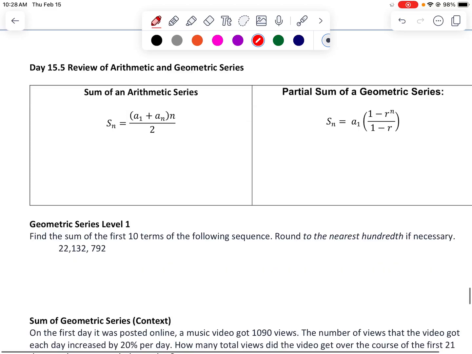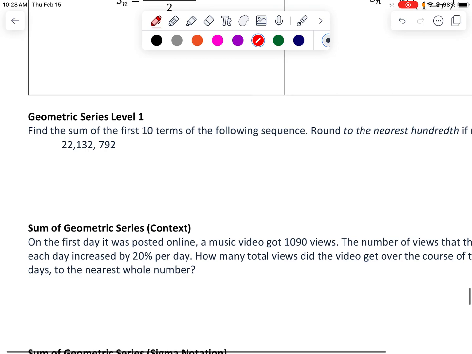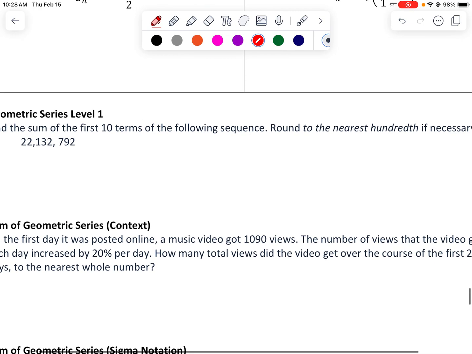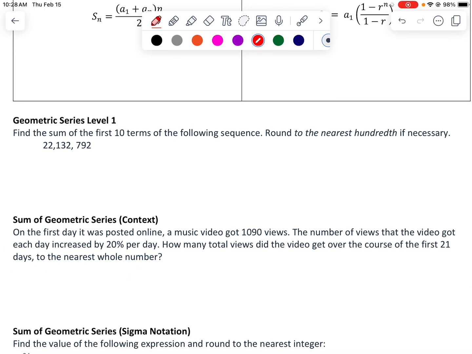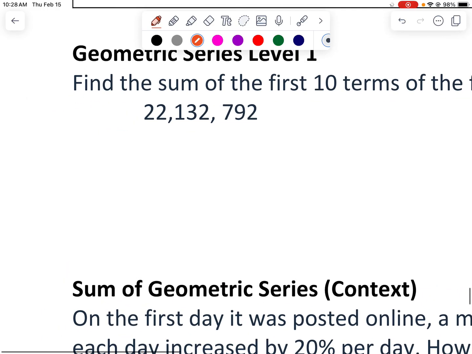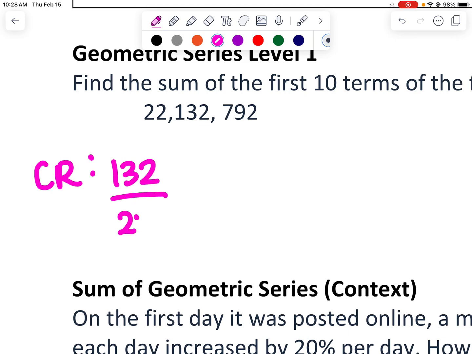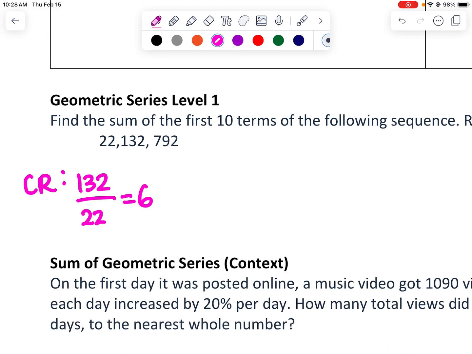So the first type of problem is find the sum of the first 10 terms of the following sequence. Round to the nearest hundredth if necessary. All right, so for this one right here, it's geometric. It tells us that, but if we didn't know it, we would just take one number and divide by the one before. So here's how to find the common ratio. We could take 132 divided by 22 and we get 6. And if we try 792 divided by 132, we get 6 again. So there is our common ratio.